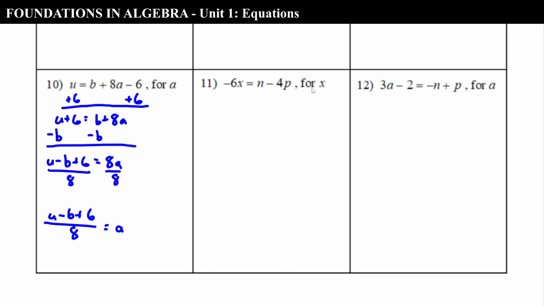For this one, we're solving for x. This one's very easy because all we have to do is divide each side by negative 6, and we'll have x by itself. So x equals n minus 4p over negative 6.